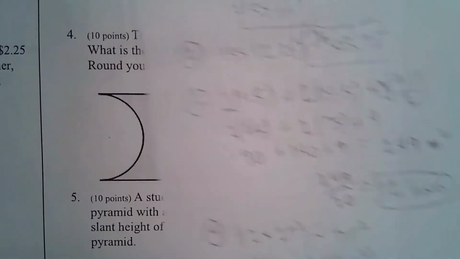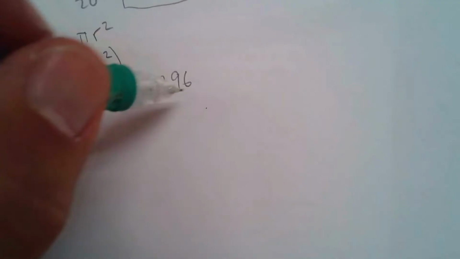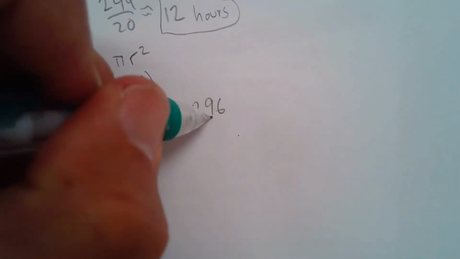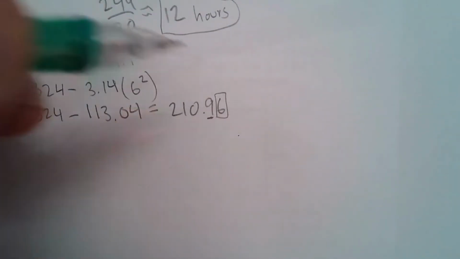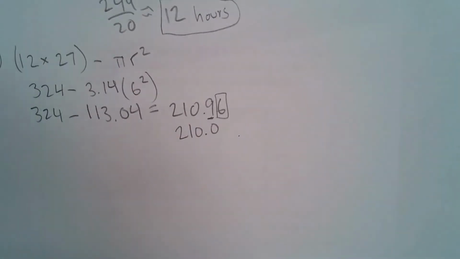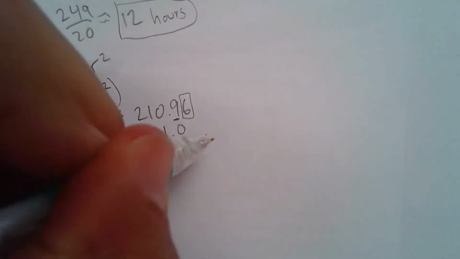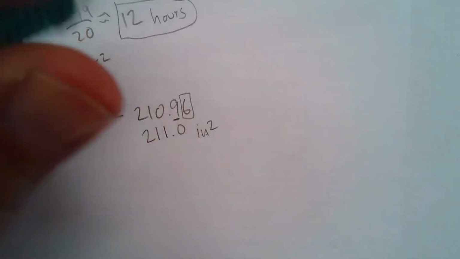210.96. Rounded to the nearest tenth. Oh, yeah. So round to the nearest tenth would be, that goes up 1 because this 6 is greater than 5. So it'd be 210.0 or 210, round to the nearest tenth. Square inches. Oh, 211. Sorry. 211 square inches.